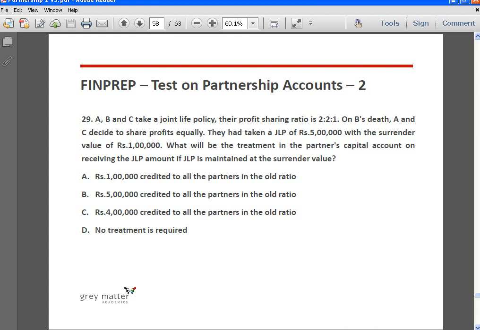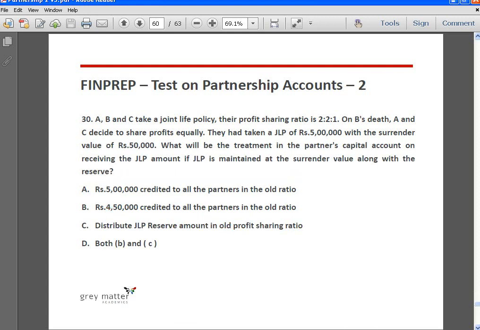Next, A, B and C take a JLP in their PSR and their PSR is 2:2:1. On B's death, A and C decide to share profits equally. They had taken a JLP of rupees 5 lakhs with the surrender value of rupees 1 lakh. What will be the treatment in the partners' capital account on receiving the JLP amount if JLP is maintained at surrender value? So here JLP is appearing in the books at a surrender value of rupees 1 lakh. What they receive from the insurance company is 5 lakhs. So 5 lakhs minus 1 lakh, 4 lakhs is what has to be transferred to all the partners in their old profit sharing ratio.